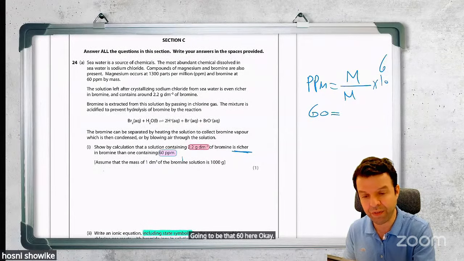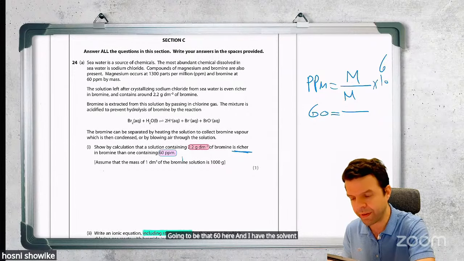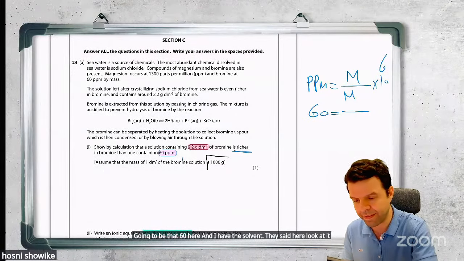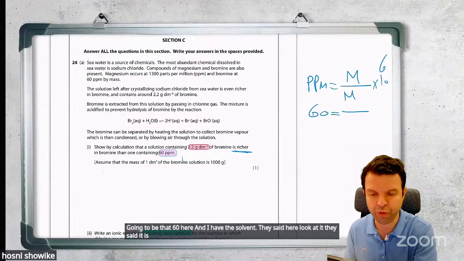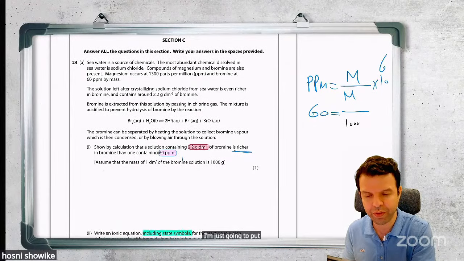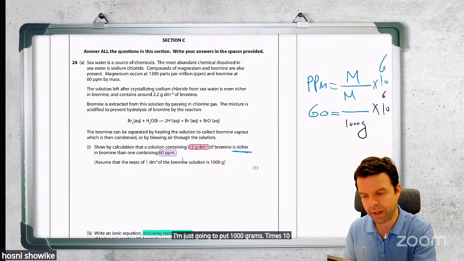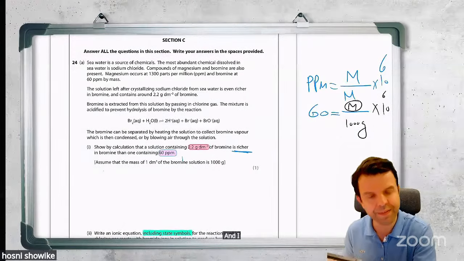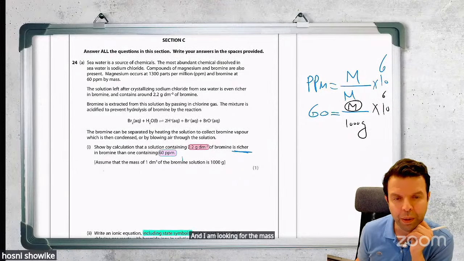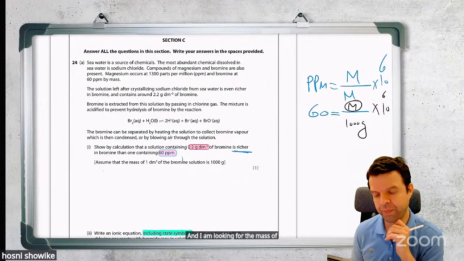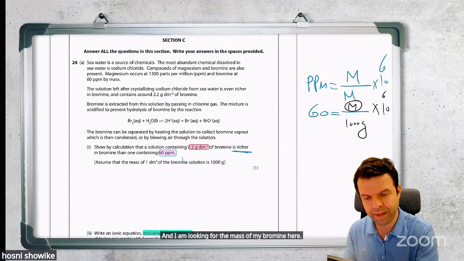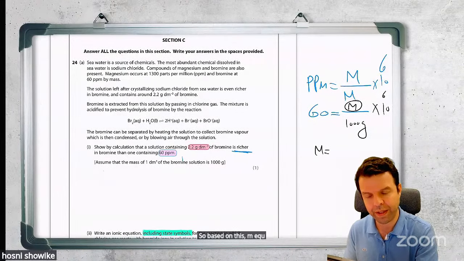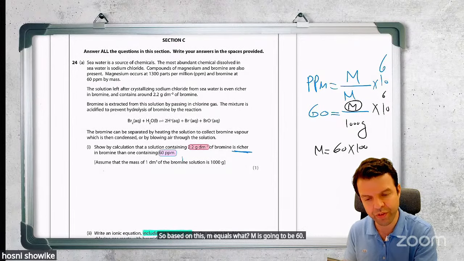And I have the solvent. They said here, look at it. They said it is 1 dm cubed. So I'm just going to put 1,000 grams times 10 to the power 6. And I am looking for the mass of my bromine here. So based on this, M equals what? M is going to be 60 times 1,000 divided by a million, right?